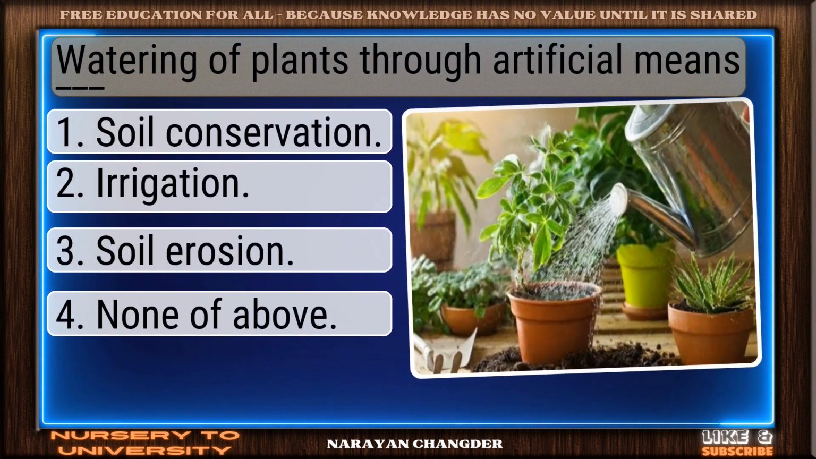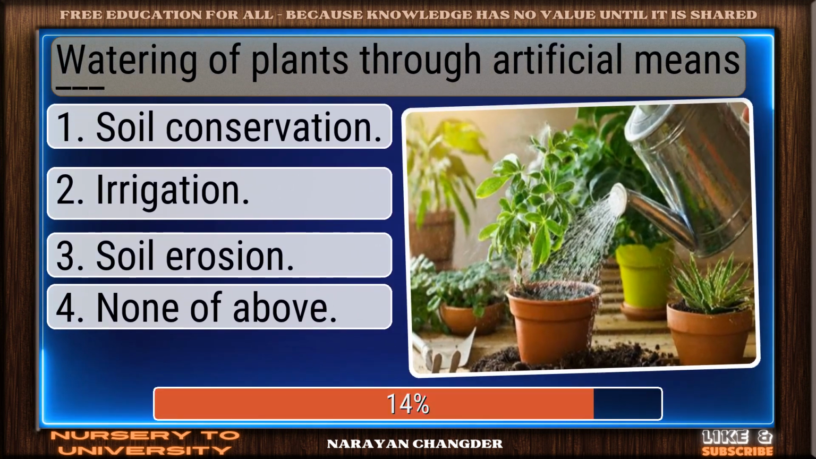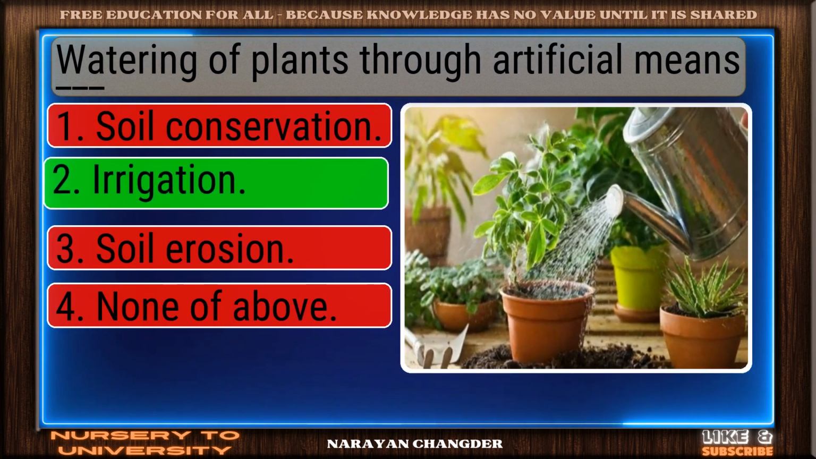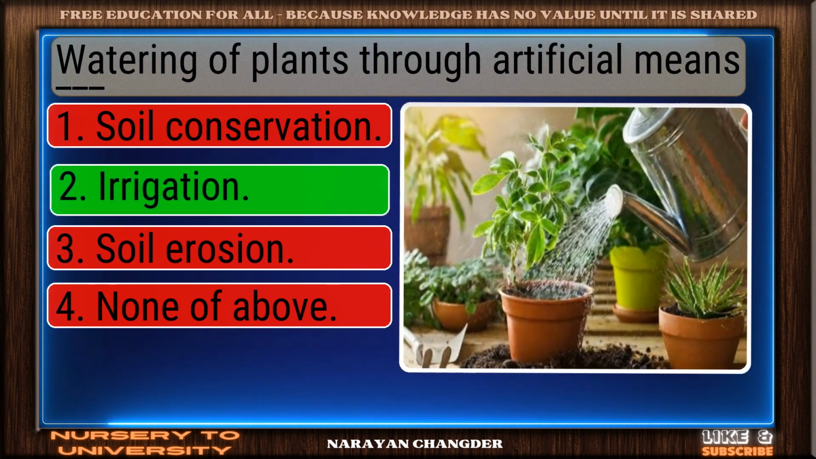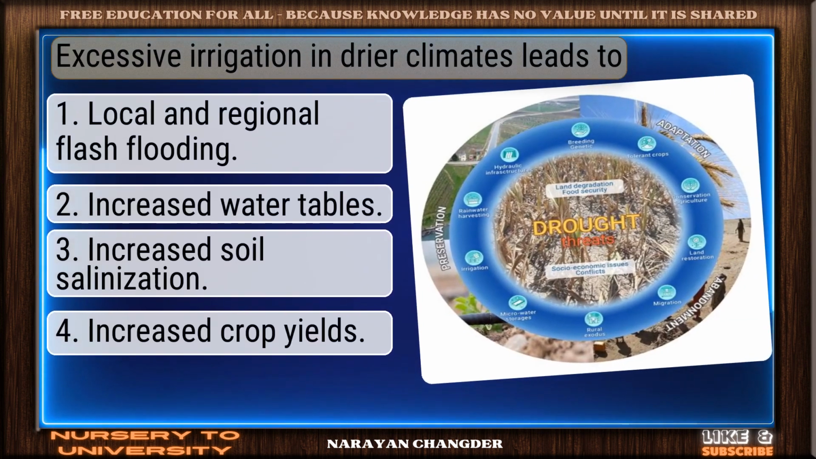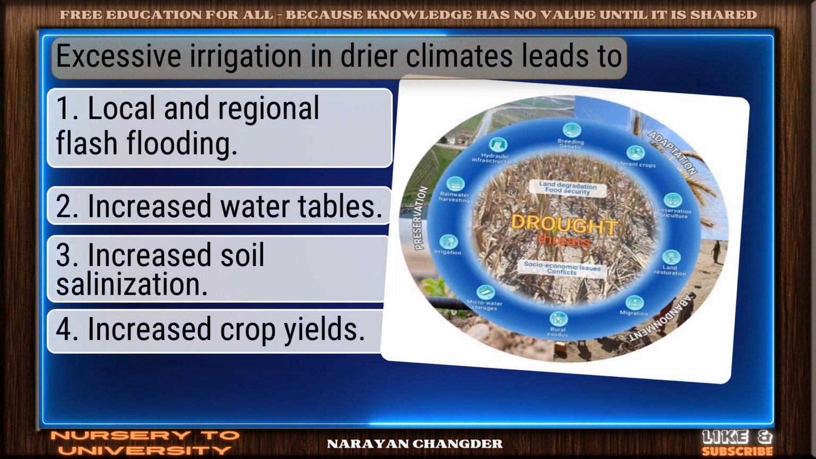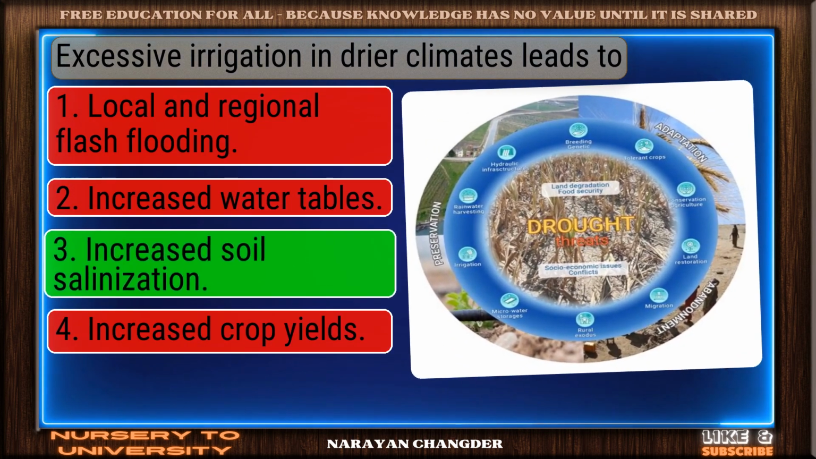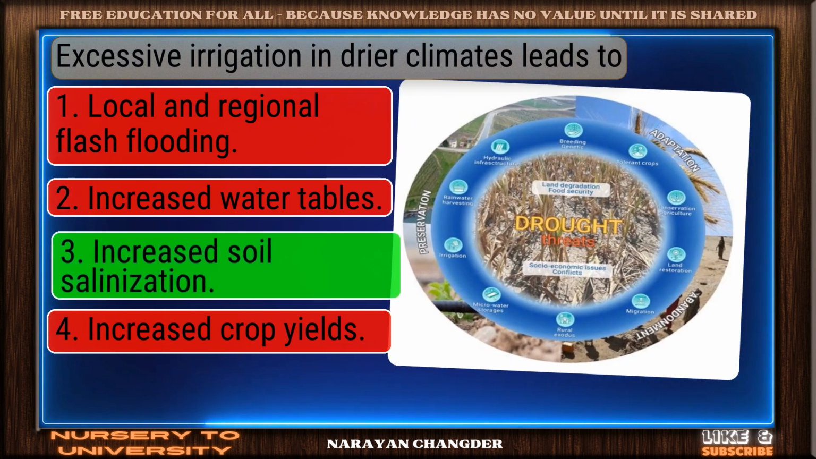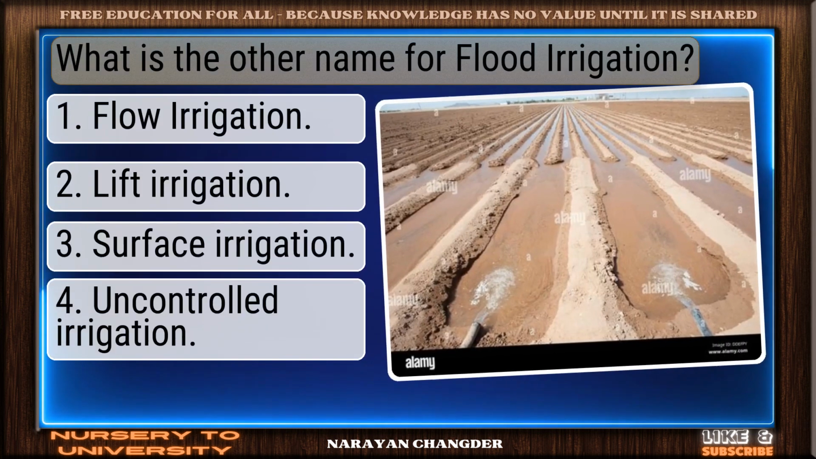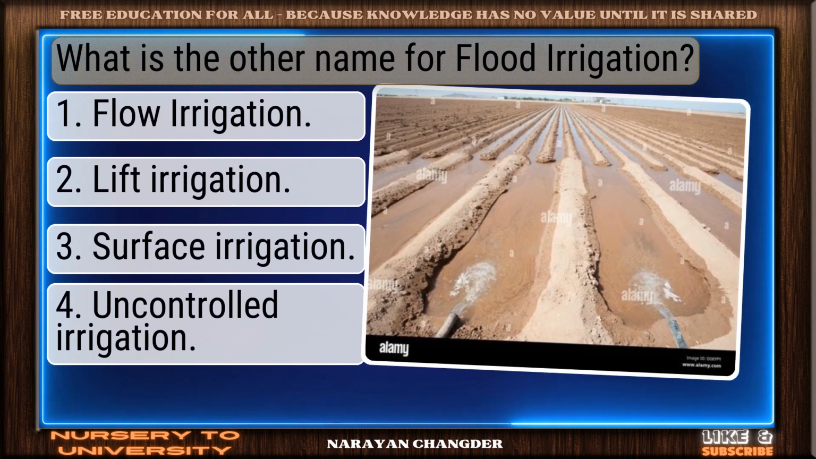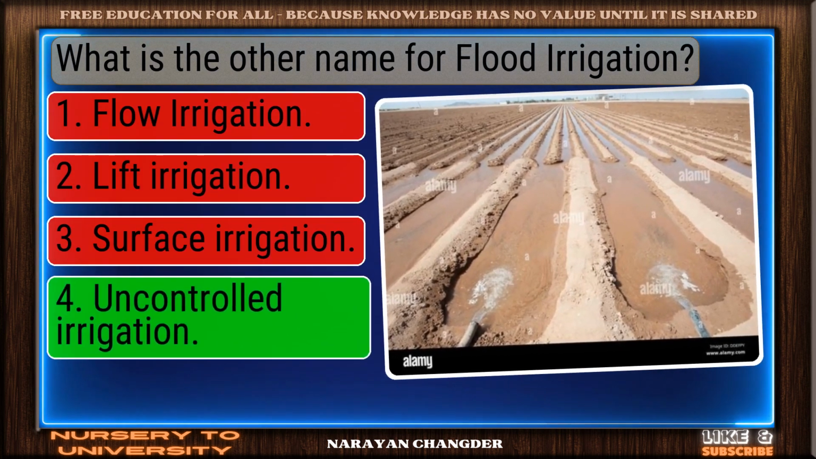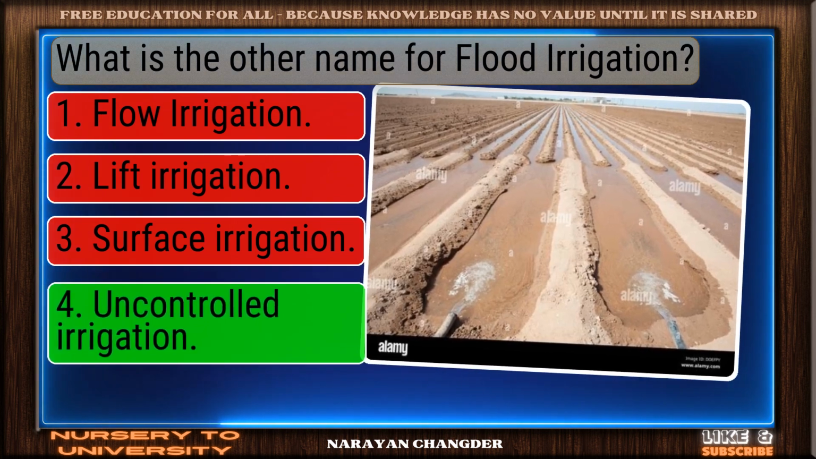Watering of plants through artificial means dash. Clear logic. Your choice irrigation is sound and 100% true. Excessive irrigation in drier climates leads to? Excellent choice. Increased soil salinization is the right answer. What is the other name for flood irrigation? Strong choice. Uncontrolled irrigation is the right answer.